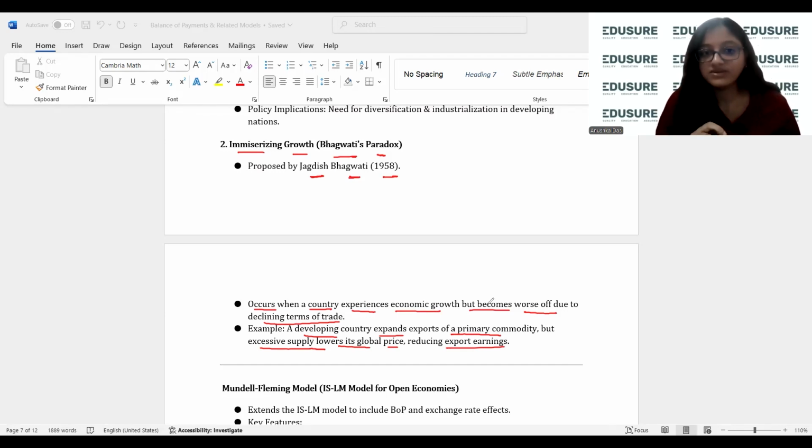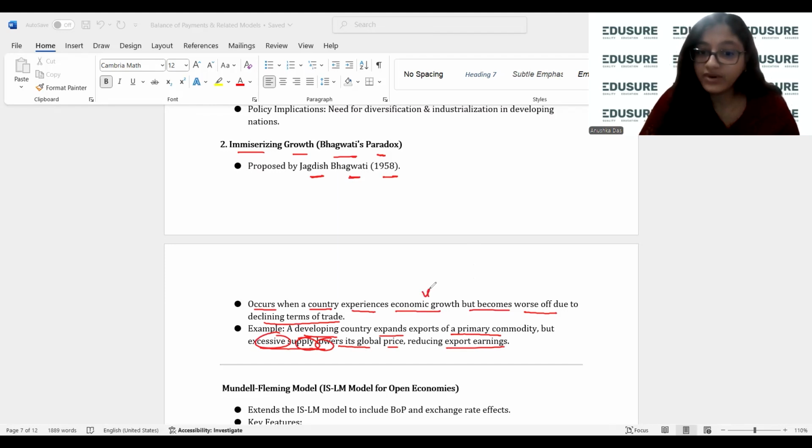So the conclusion is the same, but the way of explaining things is a little different. Jagdish Bhagwati basically added on to the Prebisch-Singer approach. He has given a little different thing, that excessive supply is also adding on to that. This might also be a reasoning for declining terms of trade for the economy.